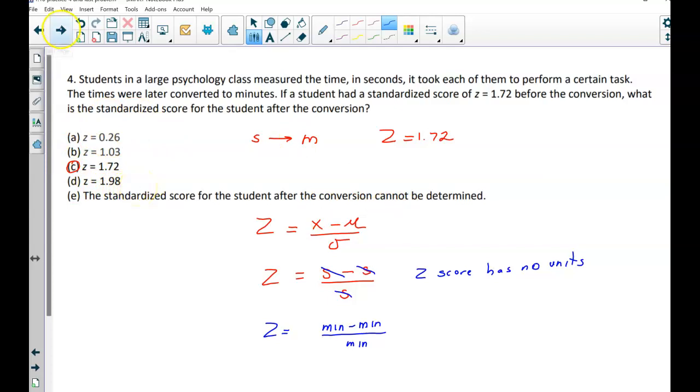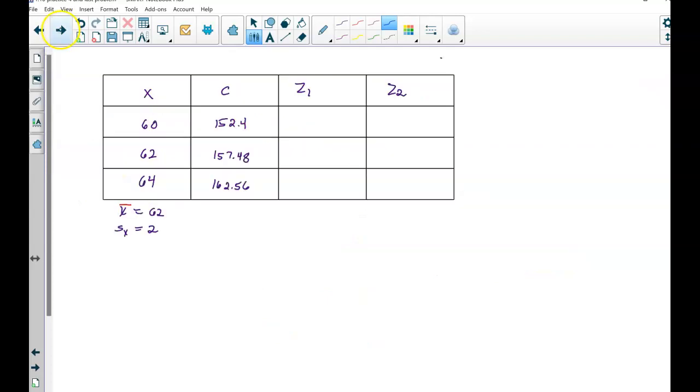That still may be difficult to understand, so I'm going to give you a set example. Suppose we have 3 people and we're going to measure their heights in inches. One person is 60 inches, one person is 62 inches, and one person is 64 inches. I calculate the sample mean to be 62, and the sample standard deviation to be 2.